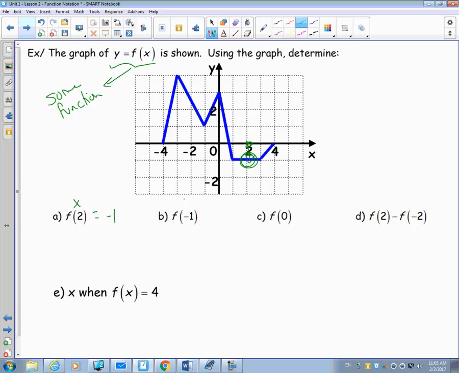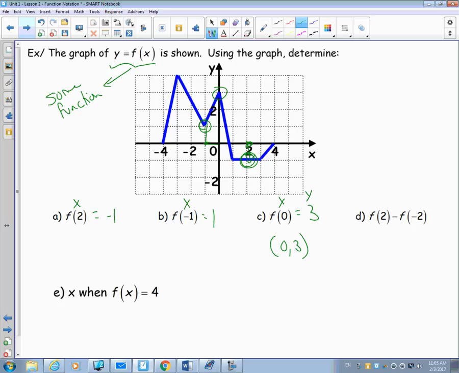When x is negative 1, where is the function? So negative 1 is right here. I go up to the function. Oh, it's at a height of 1. f(0) would be right here. It's 3. Remember, our basic idea here is we're saying there's a point (0, 3) on this function. This is your x, and this is your y. We're just doing it without having to write out points.